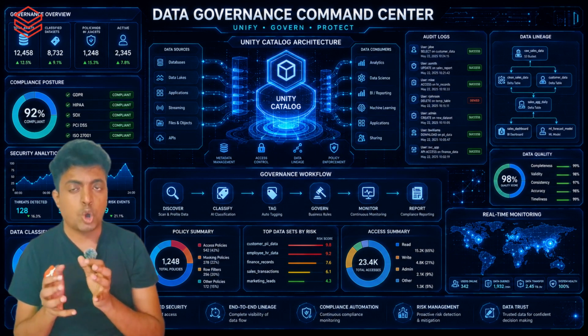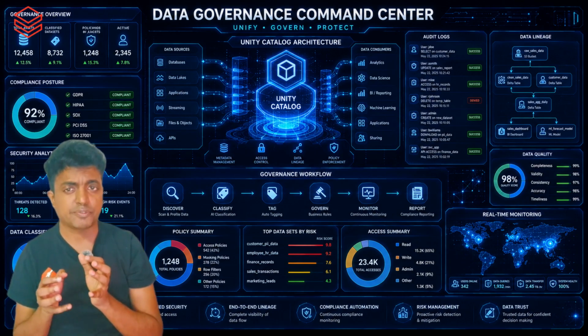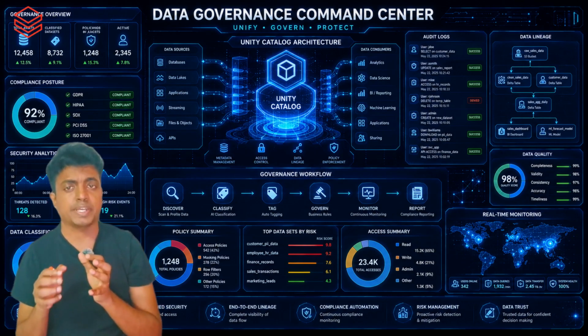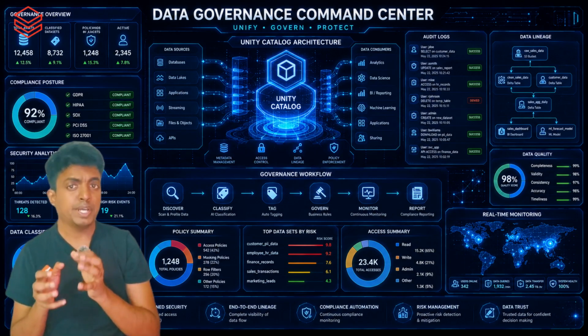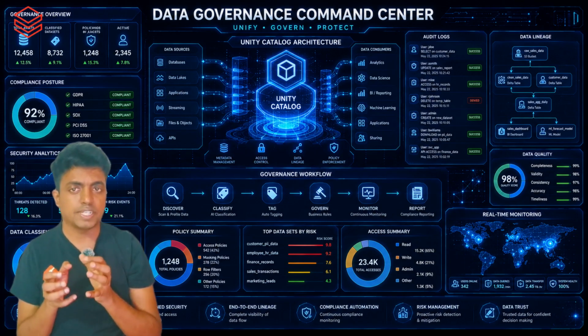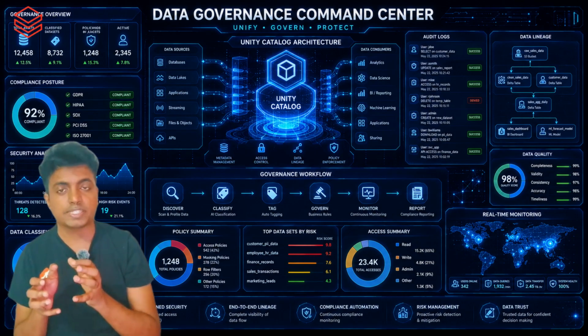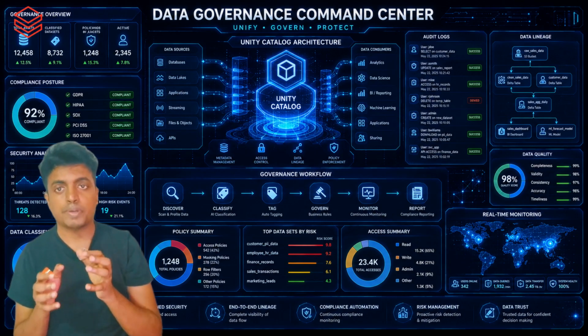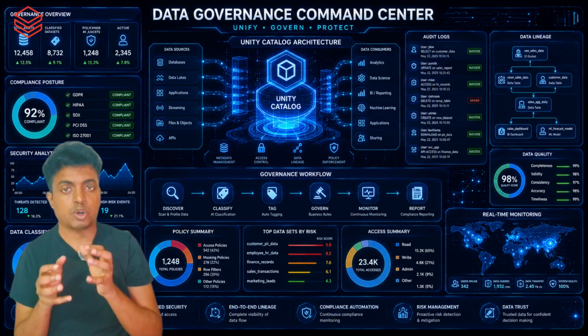Unity Catalog helps organizations discover data, classify data, apply tags, manage governance policies, monitor access, and perform auditing. Instead of managing security separately across hundreds or even thousands of tables, everything can be controlled centrally. This makes governance much easier and more scalable. For example, when a new finance table is created and tagged correctly, existing ABAC policy can automatically apply without any additional configuration.